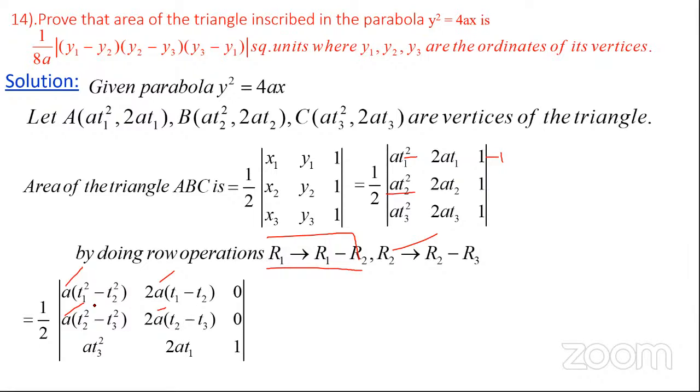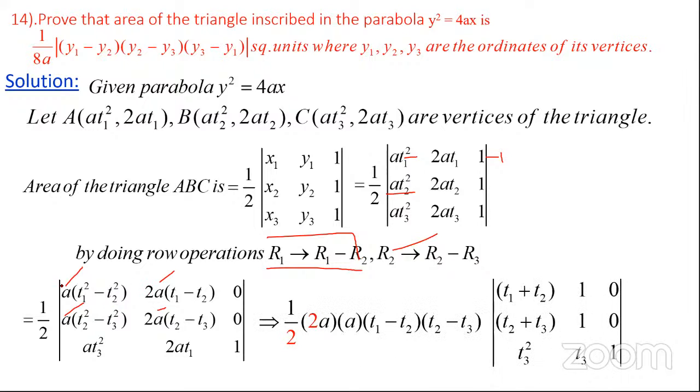This is by doing row operations. Then from this column I'm taking a as common and writing it outside. Similarly, from this column I'm taking 2a common and writing it outside. Then I will get this one.